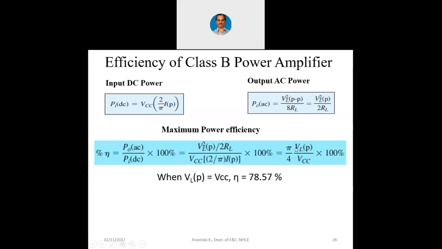Now whenever the peak voltage at the output is equal to VCC, then eta is going to become pi by 4 itself. Pi by 4 into 100% is 78.57%. That is how this is proved. So the maximum efficiency of a class B power amplifier is up to 78.5%, whereas in class A we had seen with the fixed bias amplifier it was about 25%, and later on with the transformer coupled amplifier we had seen up to 50%. Now with class B power amplifier it is up to 78.57%.